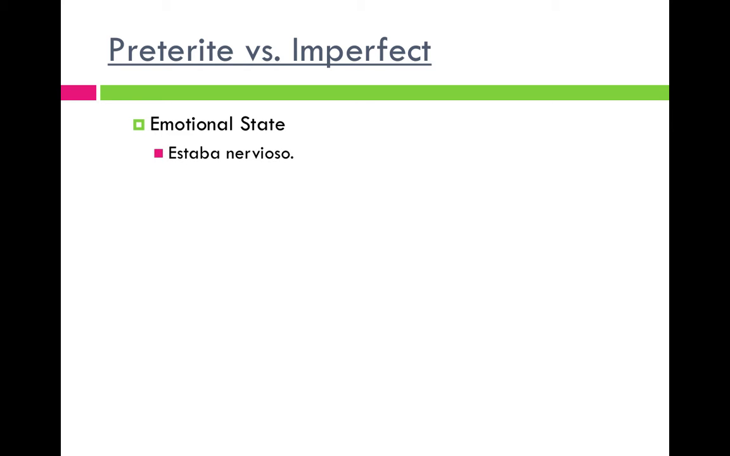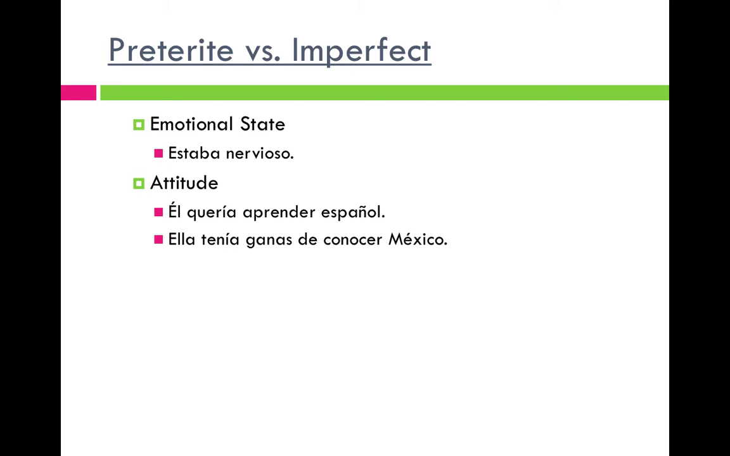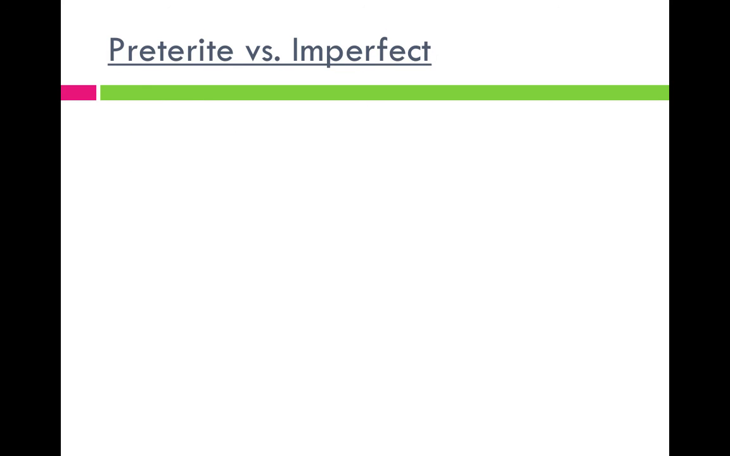Emotional state. Estaba nervioso. He was nervous. An attitude. Él quería aprender español. He wanted to learn Spanish. Ella tenía ganas de conocer México. She felt like meeting Mexico or getting to know Mexico.